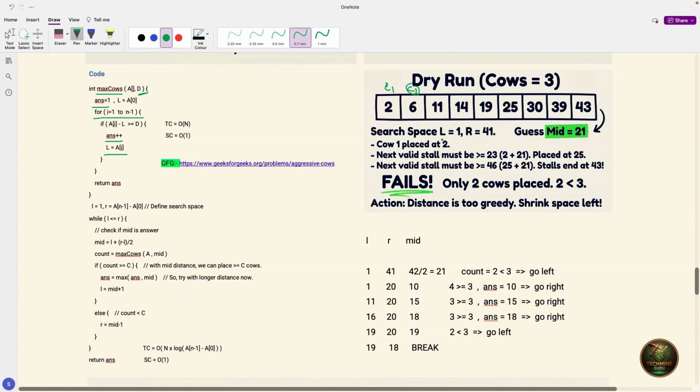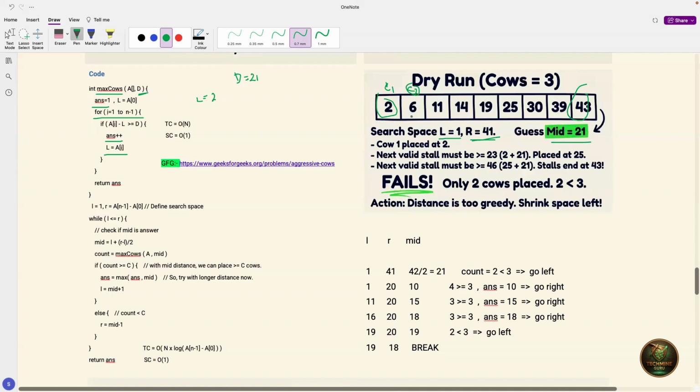So what is our search space here? As we have already discussed, the search space will be L equal to 1 and R equal to A of last element minus A of first element. So 43 minus 2, which will be 41. So R will be equal to 41. So what will be our mid? It will be 21 distance. So we will call our max cows helper function. We will keep L equal to 2 now, right? And our d here is 21, right?